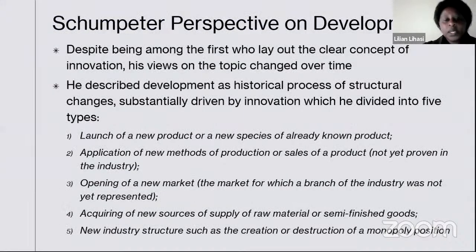We find that despite being among the first who lay out the clear concept of innovation, his views of the topic changed over time. I think he was just evolutionary and he kept on changing. His views kept on changing. As he was talking about evolutionary change, his view also about innovation continued changing. I can say he's a person who was action-oriented. The way he thinks is the way he was. He described development as a historical process of structural changes, substantially driven by innovation, which was divided into new products. He also talked of new materials, new markets, new sources, and new industry structure.